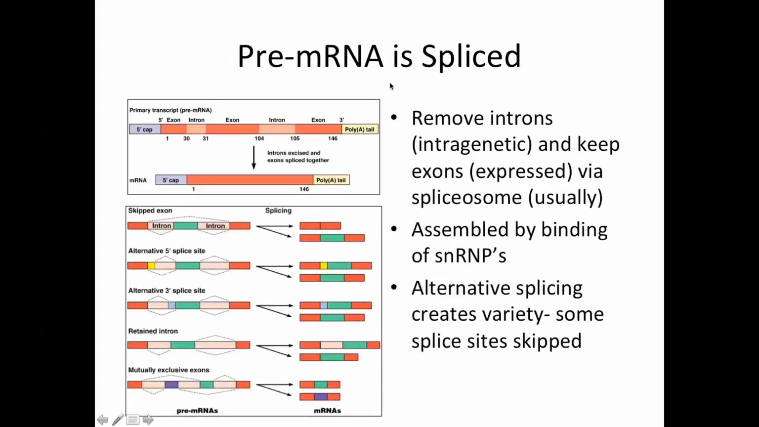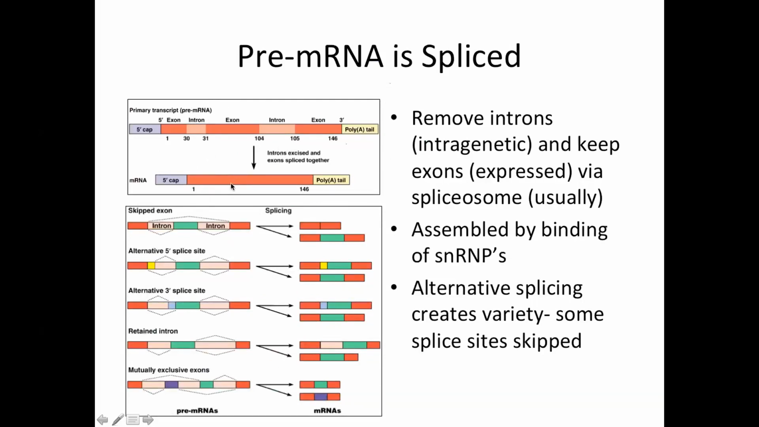Now, not only is it capped, but the pre-mRNA for eukaryotes is spliced. And what this means is that it's processed so that parts are removed and the remaining parts are put together. So the language we use is we're going to remove regions called introns, which are intragenetic regions, and we're going to keep our exons, which are expressed. Exons are expressed, and we will eventually put those together. And this is usually done by a complex of enzymes called a spliceosome.